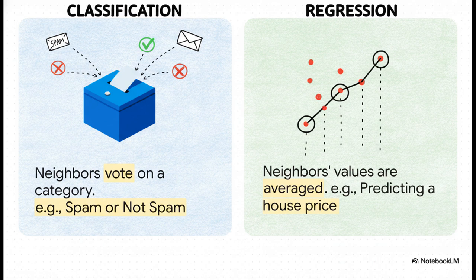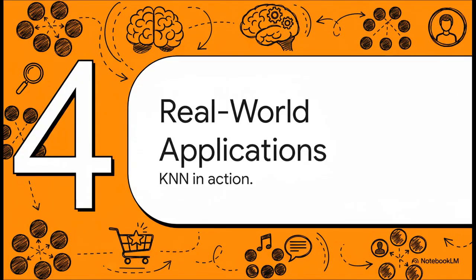So if you're trying to predict, say, the price of a house, KNN would look at the prices of the 5 nearest houses and just average them out to make a guess. It's for predicting a number, not a label. And this super simple logic, it's everywhere. You'd be amazed at the places this birds of a feather idea pops up. Let's look at a few real-world applications where you'll find KNN working its magic.